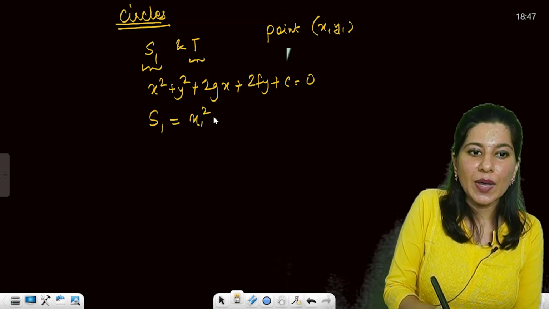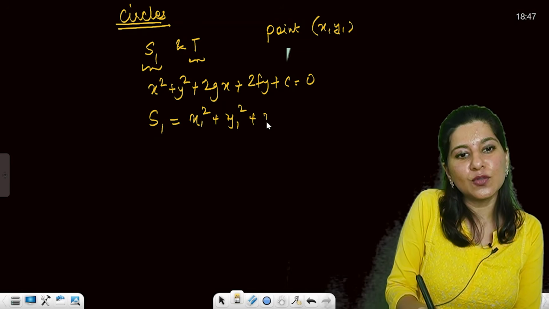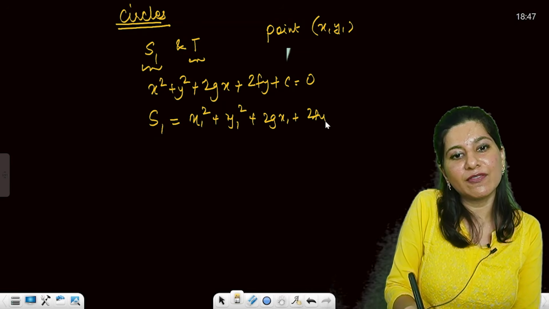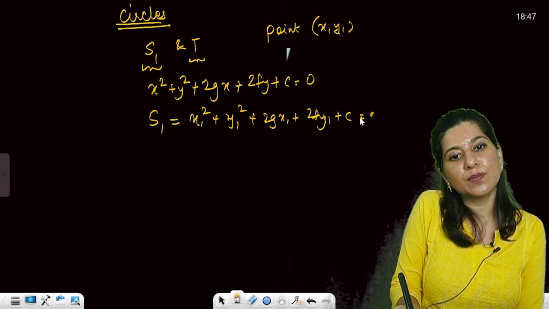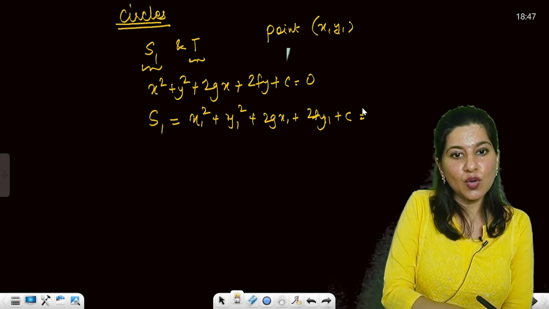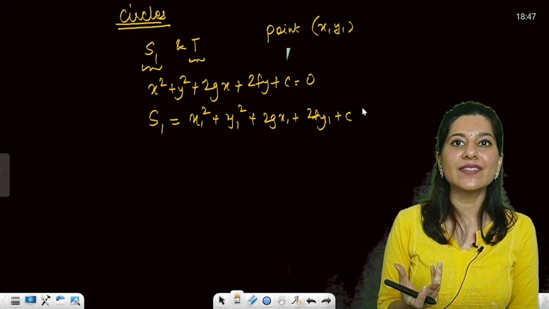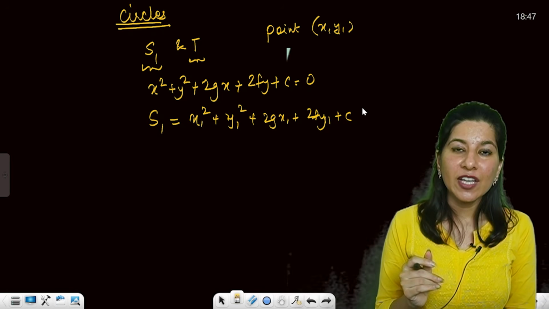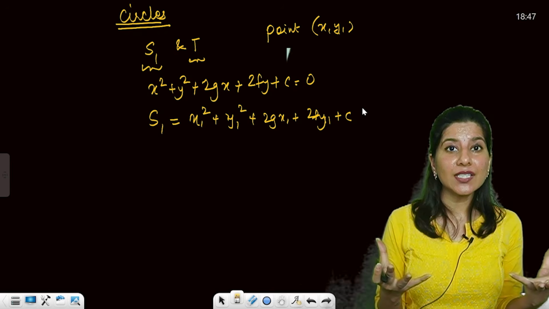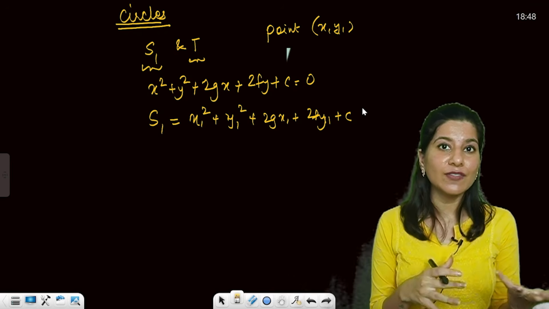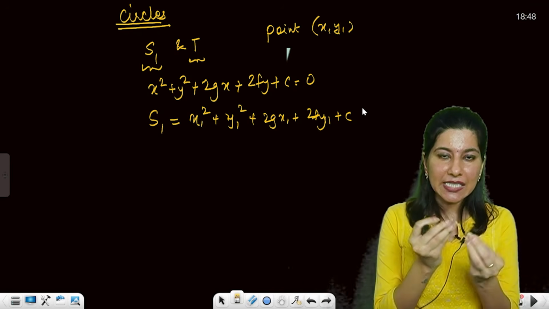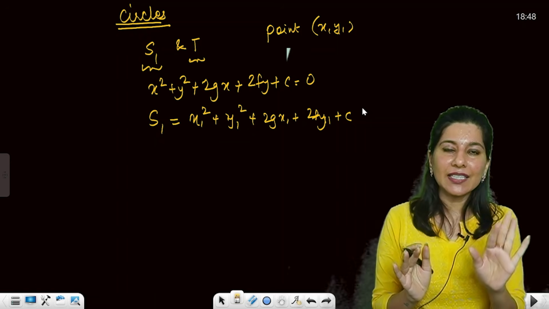So x1 square plus y1 square plus 2gx1 plus 2fy1 plus c. We don't know whether it equals 0, it will depend. If it is lying on the circle, the point will satisfy, so the S1 value will become 0. If the point doesn't lie on the circle, it can be either positive or negative. So the significance we will understand later, but right, S1 is this.